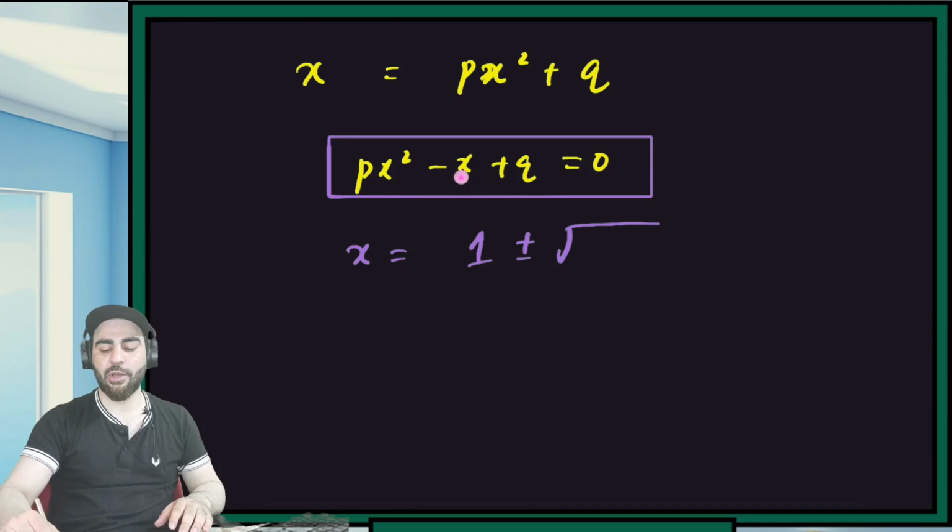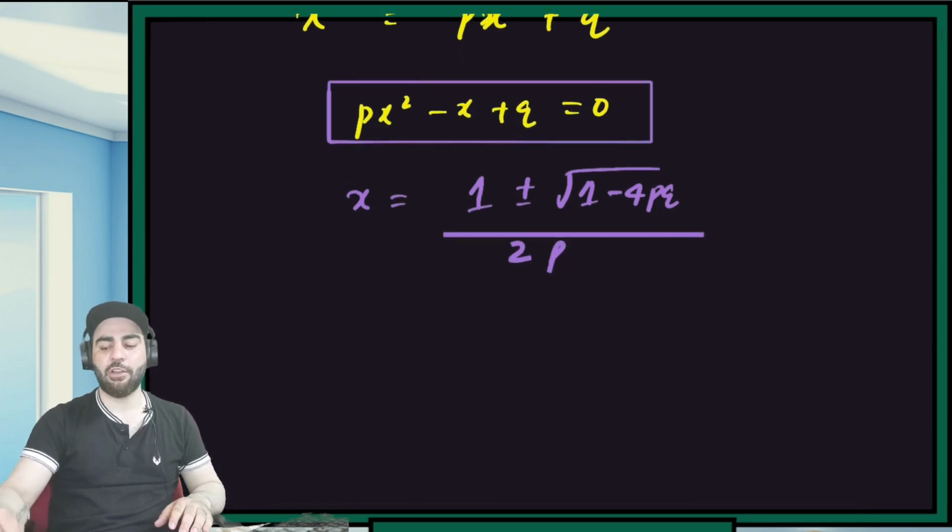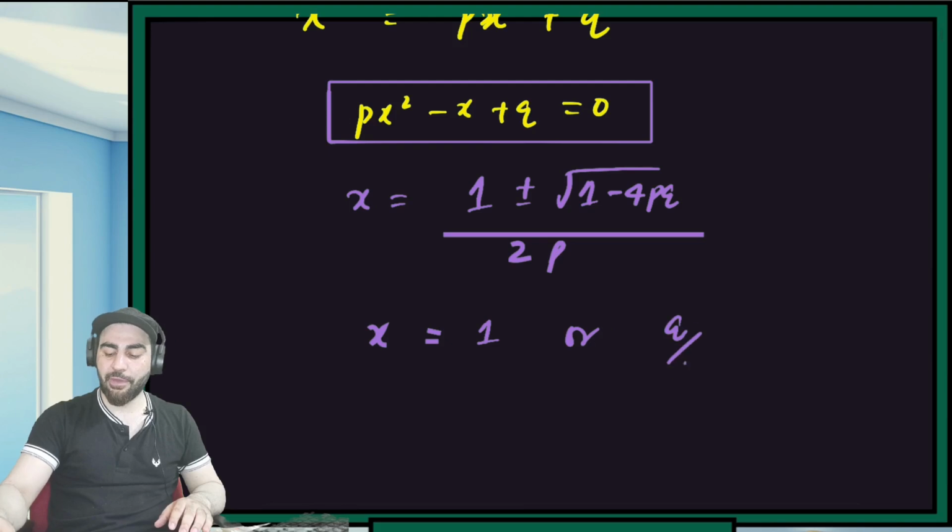So what is b square? b square again is 1 minus 4ac. A is P and c is Q, divided by 2a, which is 2P. These are the roots. Now if you solve for these roots, x will either be equal to 1 or x will be q by p.